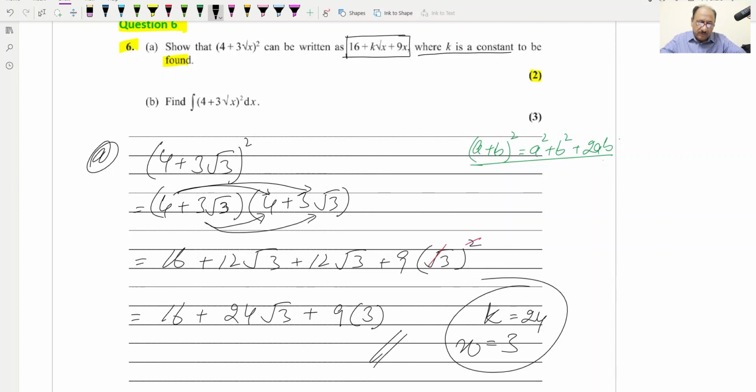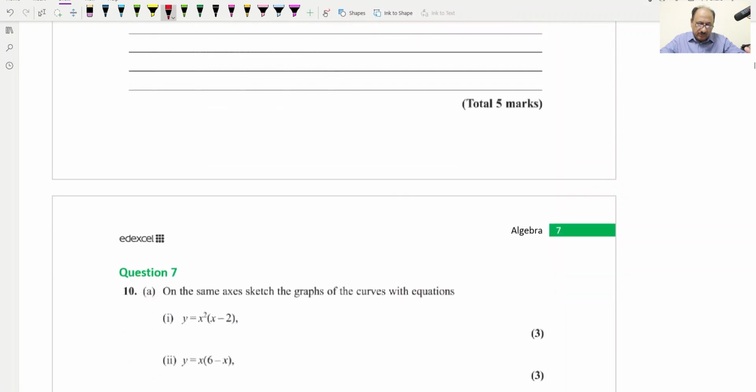So this is done. Now if we go to the b part, it is basically integration. So the integration topic we will tackle separately, and these integration past paper questions we will be doing in that topic. So I'll not be solving them here. Let us move to the next.